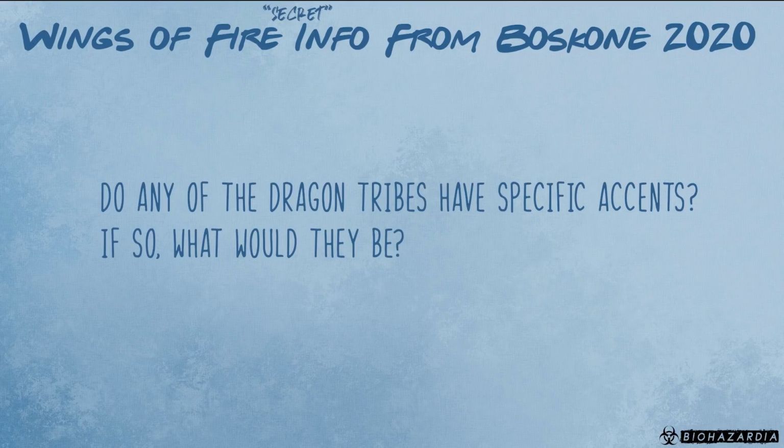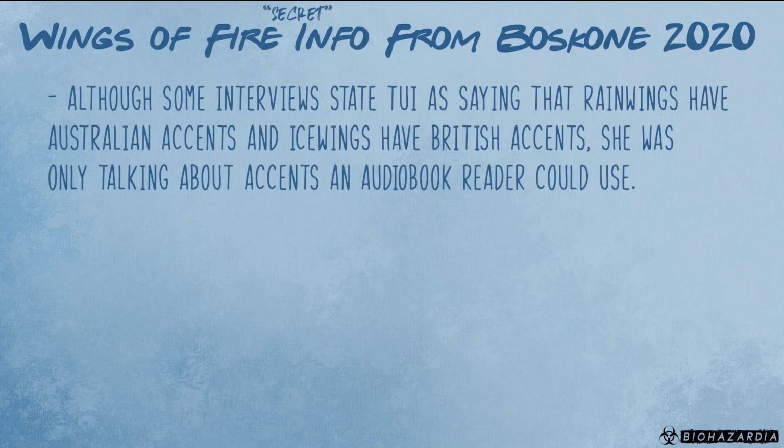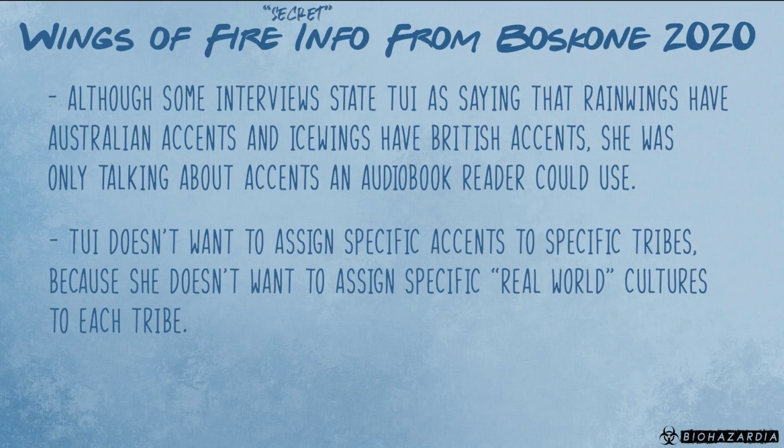Another question was, since you confirmed REINWINGS to have Australian accents and ICEWINGS to have British accents, do any of the other tribes have special accents, and what would they be? The answer was that TUI noted that she was specifically talking about the audiobook and accents used in the audiobook or that could be used in the audiobook. TUI doesn't write specific accents for tribes, so the REINWINGS don't necessarily canonically have Australian accents, nor do the ICEWINGS canonically have British accents. TUI said that she does not want to specifically assign accents to certain tribes because she doesn't want tribes to be confined to be assigned to real-world cultures.